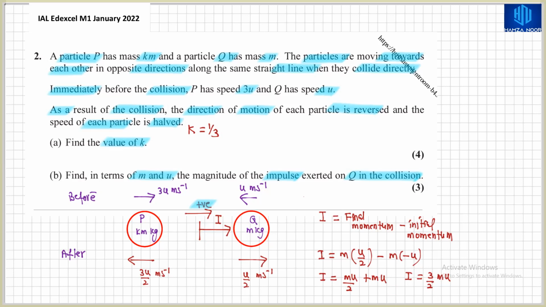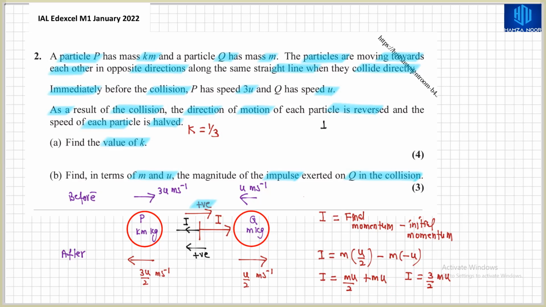Alternatively, we can consider the particle P. We can find this impulse, and it will have the same magnitude. A usual practice is that in whichever direction the impulse is acting, you take that direction as positive. So in this alternative approach, I take the left hand side direction as positive. Even if you take the right hand side direction as positive in this case, it's absolutely fine. Here we are going to use the answer of part A, which is k is equal to 1 over 3.